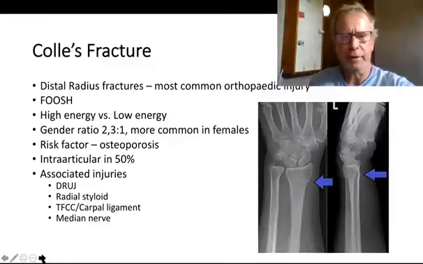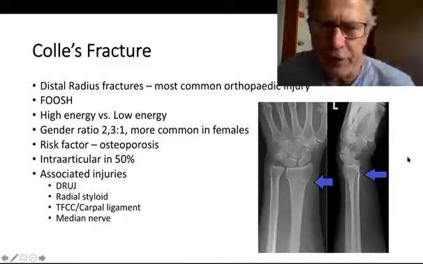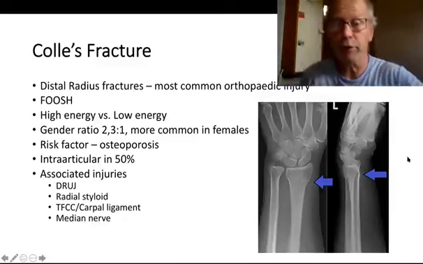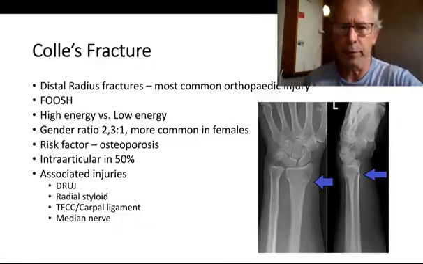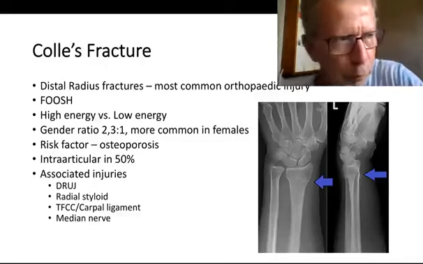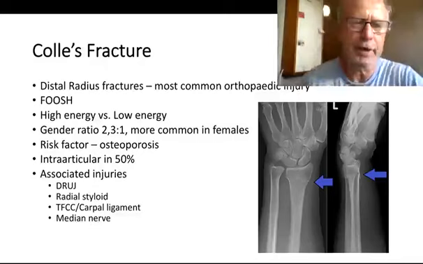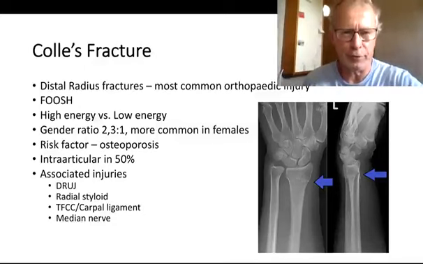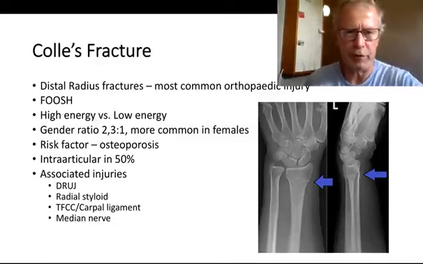Dylan, next slide. So, right, distal radius fractures, if you combine all distal radius fractures, are the most common orthopedic injury. And the FOOSH stands for fall on an outstretched hand. So obviously when you fall over, and we all fall from time to time, then we put our hand out to stop us from injuring our vital structures. So FOOSH, fall on an outstretched hand, is a mechanism of injury.